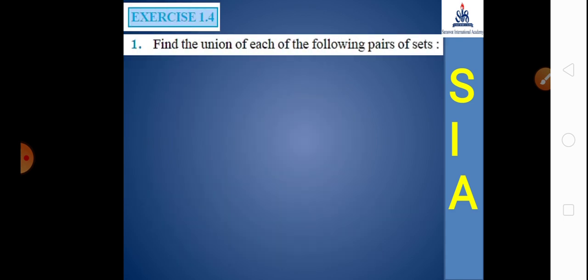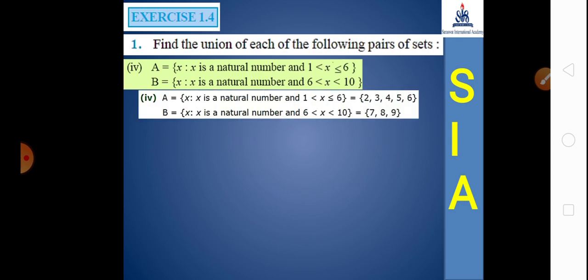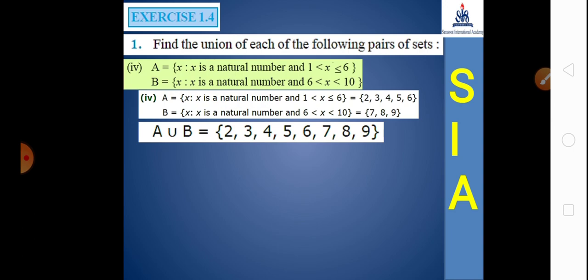Continue. 1.4, first question continues here, students. Question number 4: 1 less than x less than or equal to 6. Students, it is in interval form. 1 is not present, up to 6, so 6 is present here. And 6 less than x less than 10 is set B, so its answer is 7, 8, 9. Now the union set: all numbers written, 2, 3, 4, 5, 6, 7, 8, 9 without any repetitions.